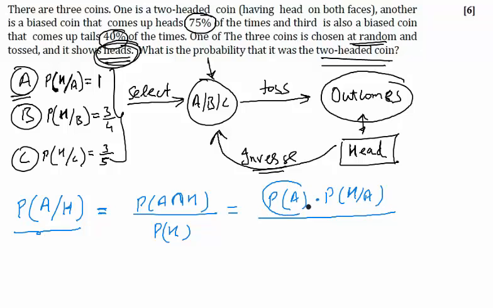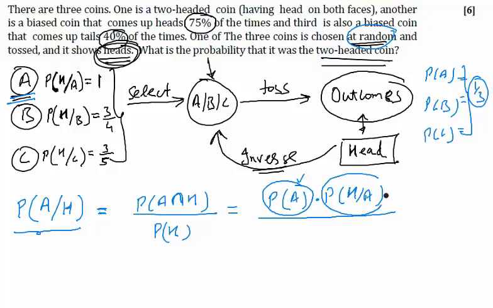Probability of A: what is the probability of selecting the first coin? Since we are selecting the coins at random, they have equal probability of selection, so if PA, PB and PC are the probabilities of selecting the three coins, then each has probability 1 by 3, right? So this value is known to us, and the probability of heads given that I am selecting the A type of coin is also known. It is equal to 1.